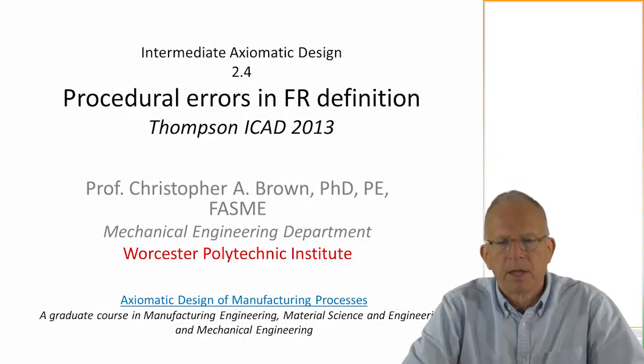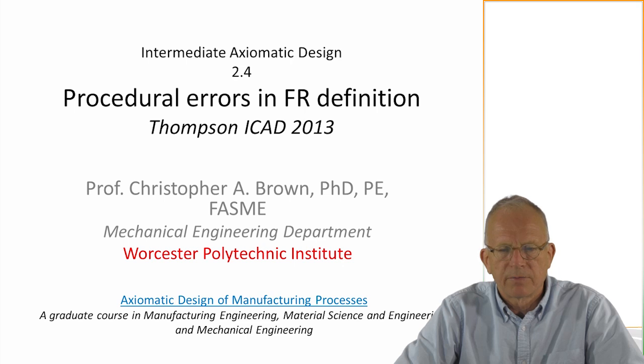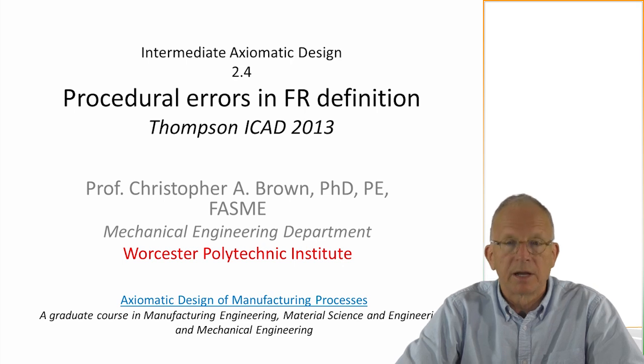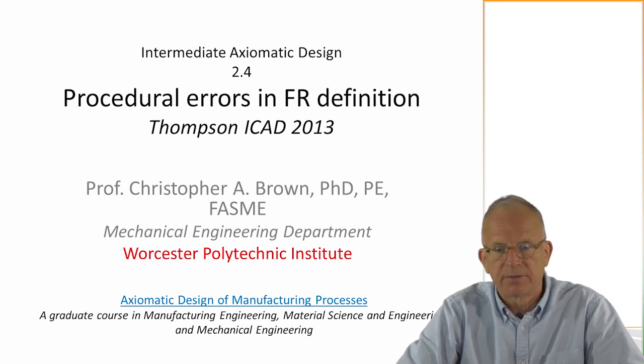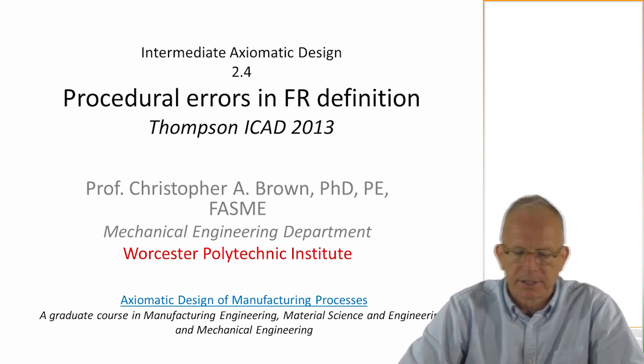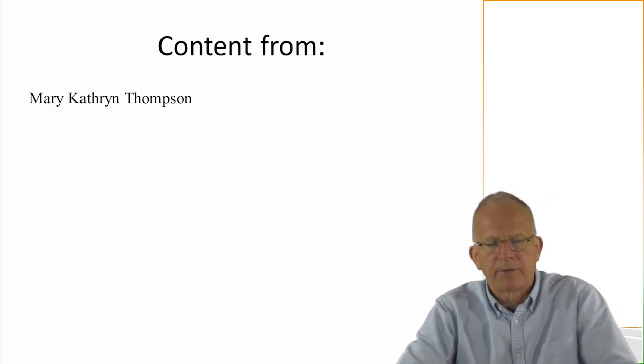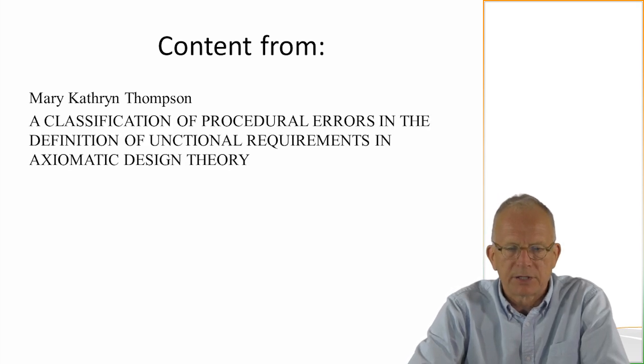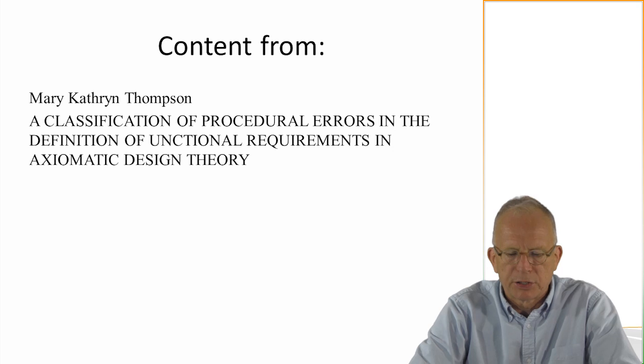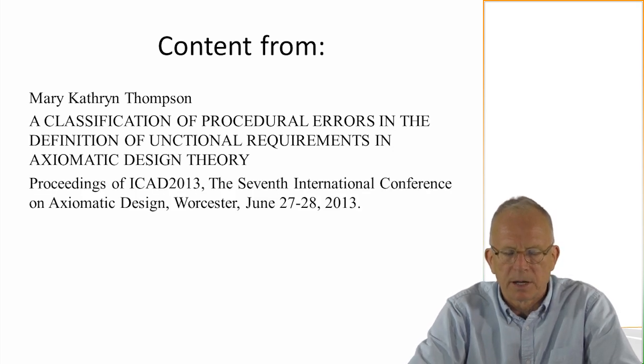Hi, I'm Chris Brown, and this is the fourth lecture in the second part on axiomatic design of manufacturing processes. So what we're looking at here are procedural errors in defining the functional requirements. And this comes from a paper by Professor Kate Thompson of Danish Technical University that she presented here at WPI in June of 2013, and it is published with the proceedings of ICAD, International Conference on Axiomatic Design.